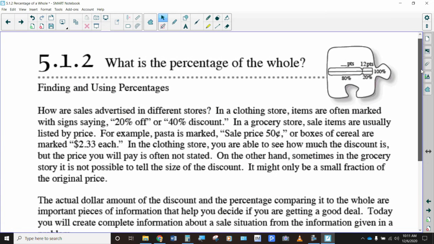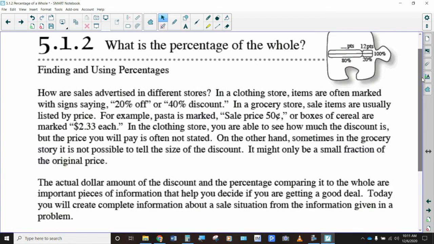So let's read through the intro. It says, how are sales advertised in different stores? In a clothing store, items are often marked with a sign that says 20% off or 40% discount. In a grocery store, sale items are usually listed by price. For example, pasta might be marked as 50 cents the sale price, or $2.33 each for a box of cereal. In a clothing store, you're able to see how much the discount is, but the price is not often listed. Whereas in the grocery store, they don't give you the percent of the discount, they just give you the new sale price, right?